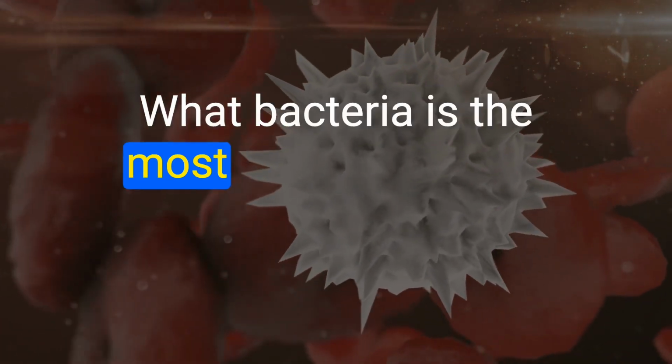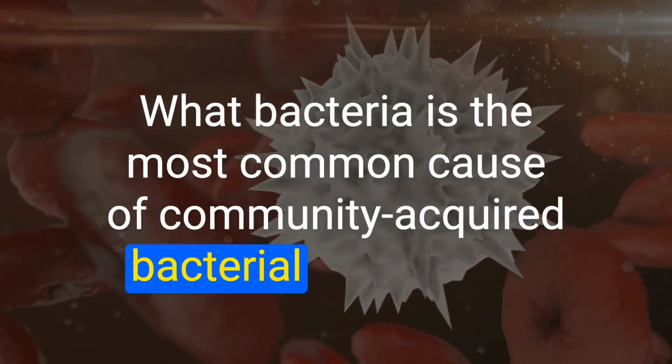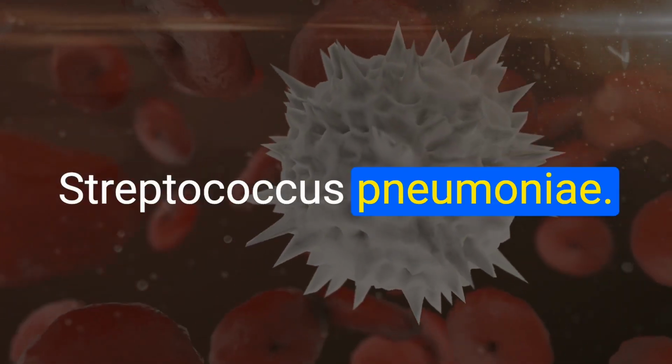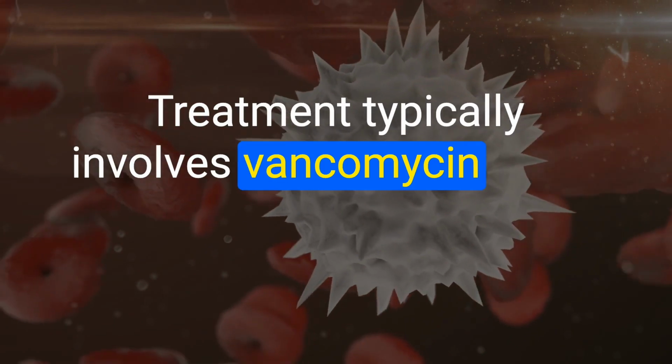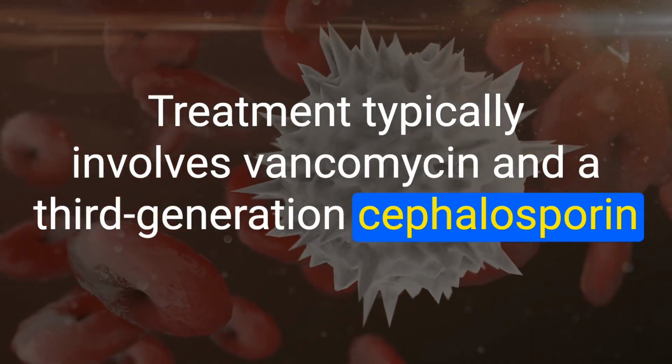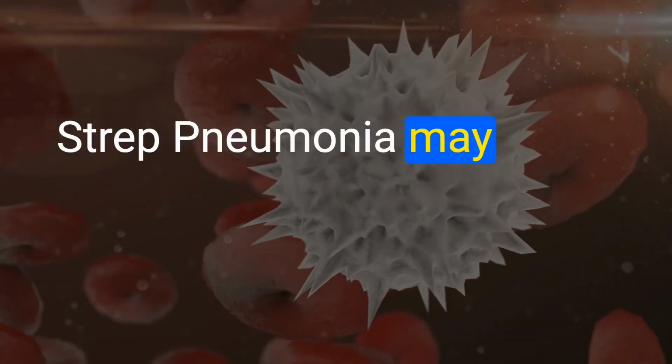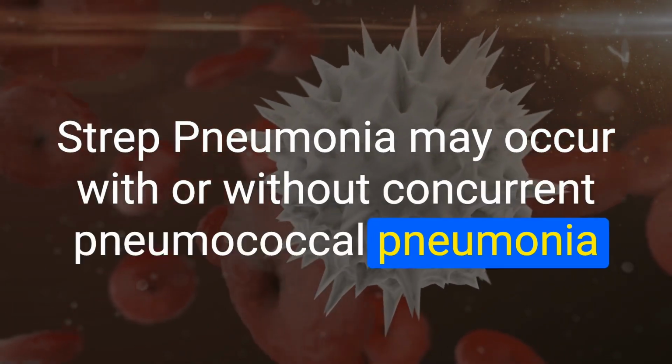54. What bacteria is the most common cause of community-acquired bacterial meningitis? Streptococcus pneumoniae. Treatment typically involves vancomycin and a 3rd-generation cephalosporin plus or minus ampicillin. Strep pneumoniae may occur with or without concurrent pneumococcal pneumonia.